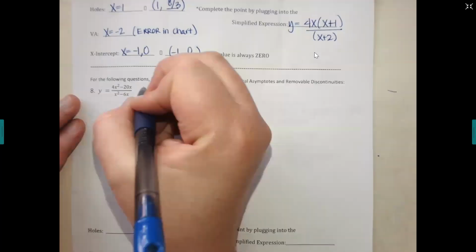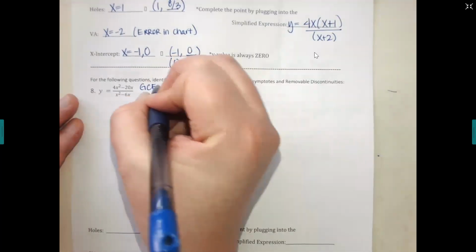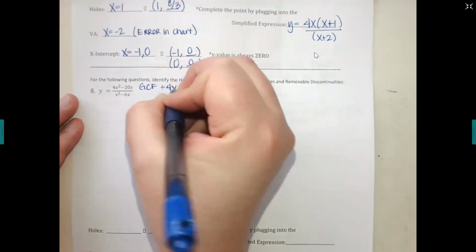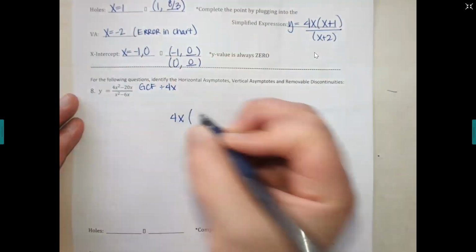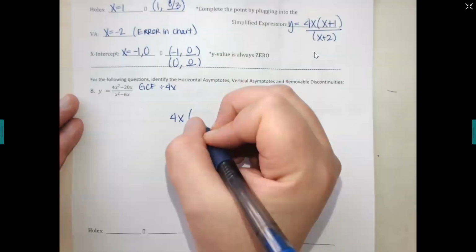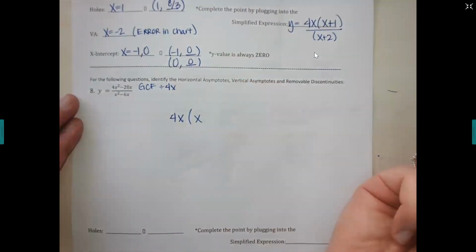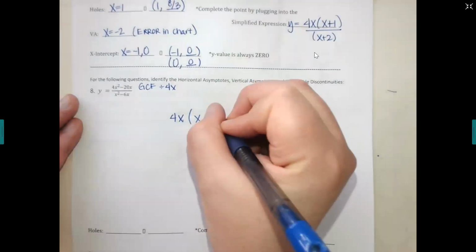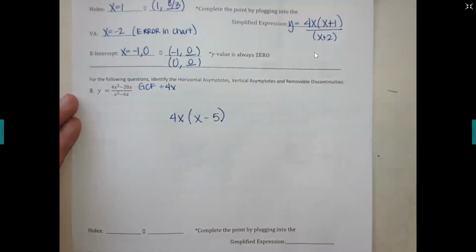GCF is going to be correct. What can I take out? 4x, very good. My 4x comes out. Let's see what's left over. 4x squared is going to leave an x behind. What will the 20x leave behind? Just a 5. No x on that guy because I pulled its x out.